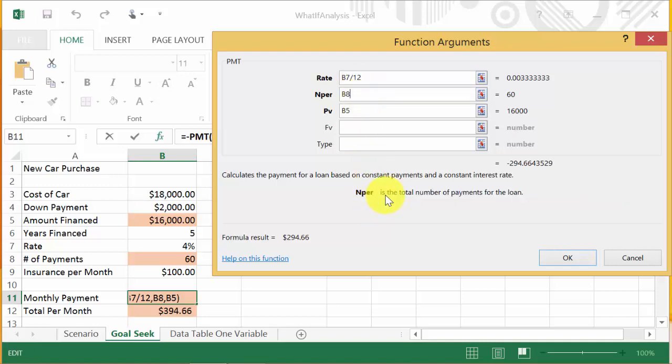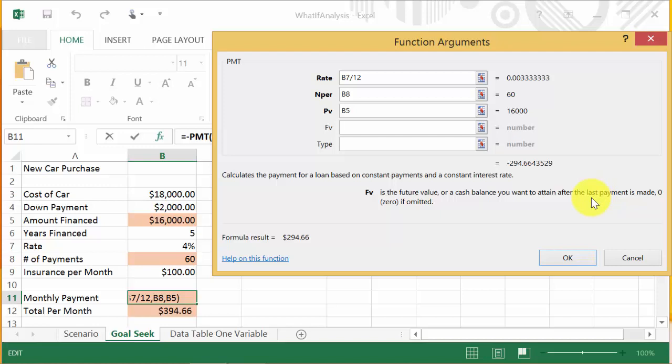The next one is the total number of payments for the loan. Well, that's cell B8. That's calculated: the number of years times 12. Here, the present value is the amount that you're going to borrow, and you can see that's this B5 here, the 16,000. And then future value, or a cash balance you want to attain after the last payment is made. Zero if omitted. You can leave that blank.